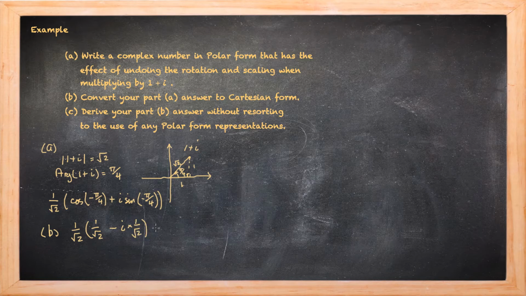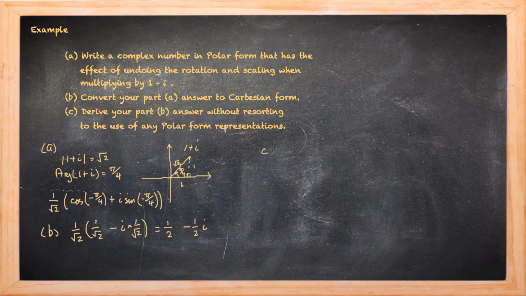Now, when we multiply that out, 1 upon root 2 times 1 upon root 2 is 1 over 2. Root 2 times root 2 is just 2, minus, and the same, a half, for 1 upon root 2 times 1 upon root 2. So it's a half minus a half i is the Cartesian form of this complex number, which we have here in polar form.